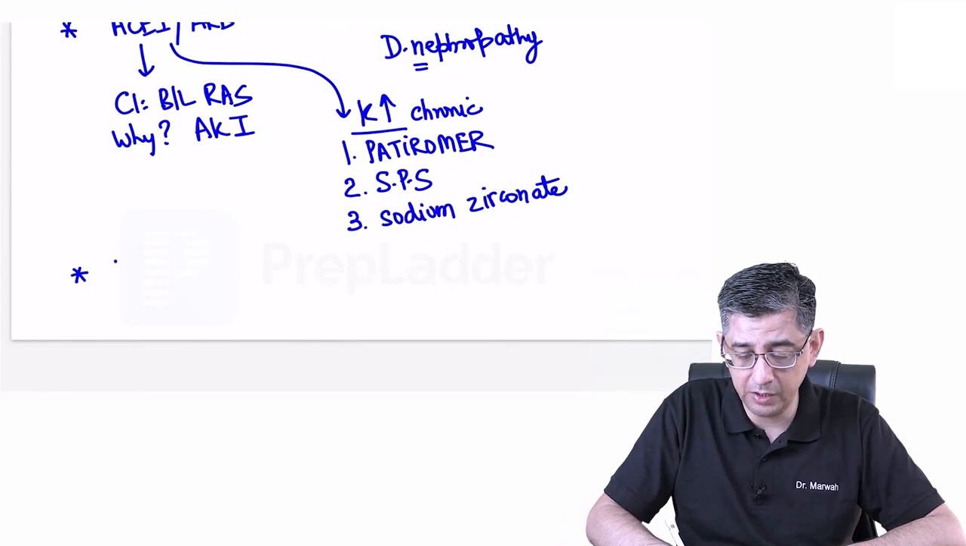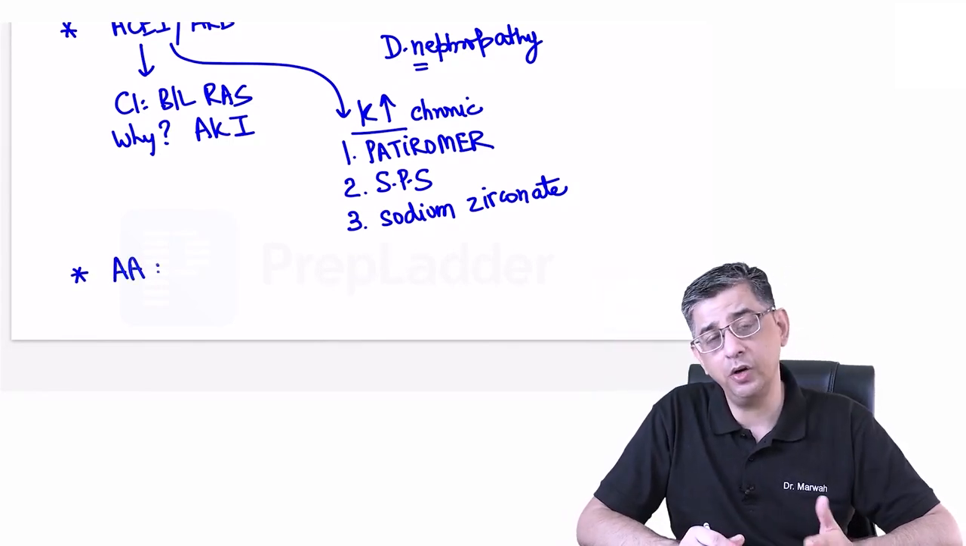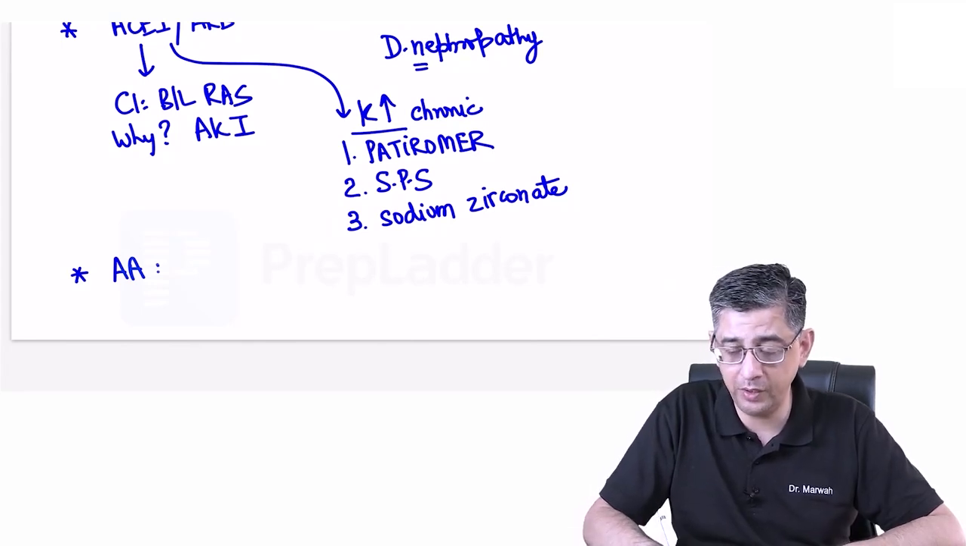The next drug category that we'll study is aldosterone antagonist. I'm talking about spironolactone and eplerenone in these patients.